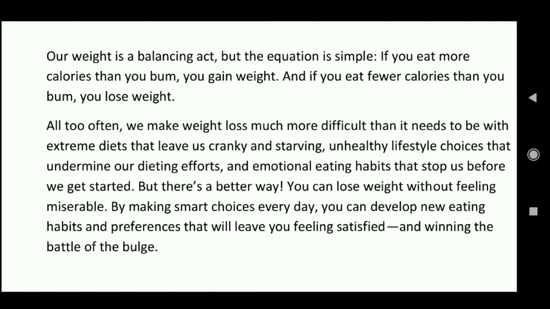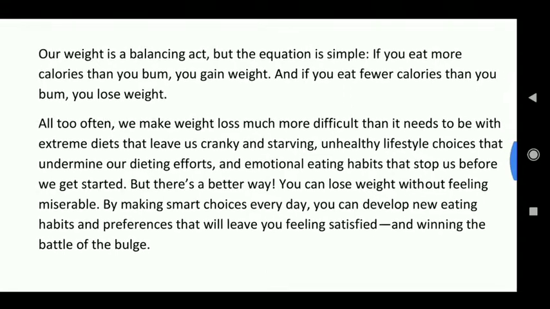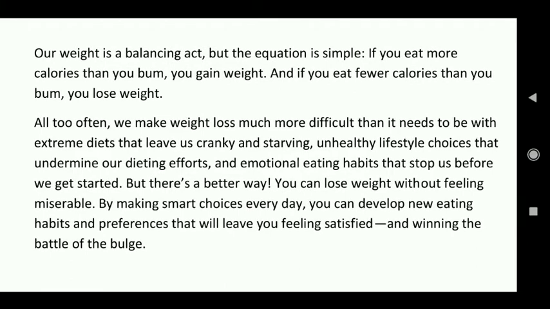It's sometimes very important to maintain our health and everything that is related to food and exercises. Okay, so let's go to the last paragraph. All too often we make weight loss much more difficult than it needs to be with extreme diets that leave us cranky and starving, unhealthy lifestyle choices that undermine our dieting efforts, and emotional eating habits that stop us before we get started.